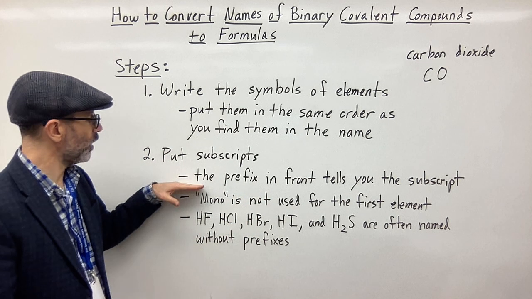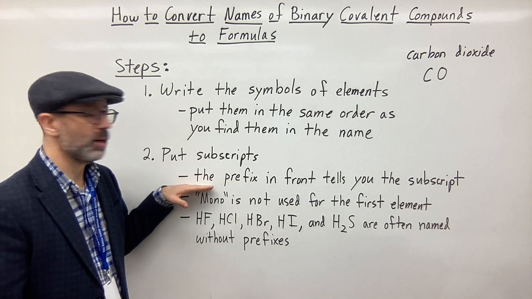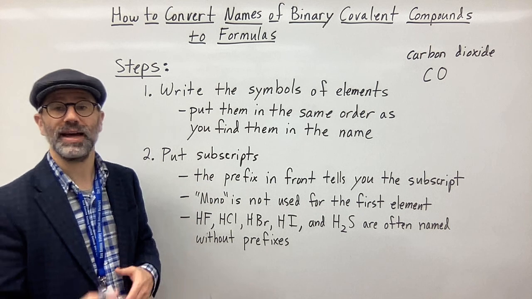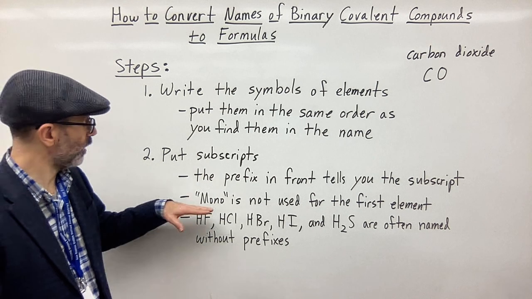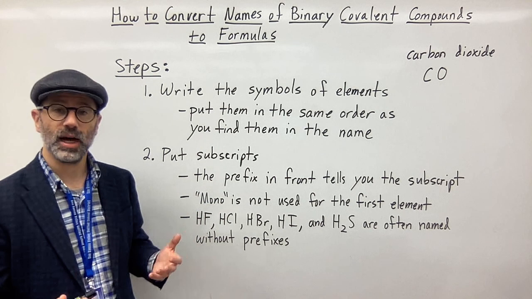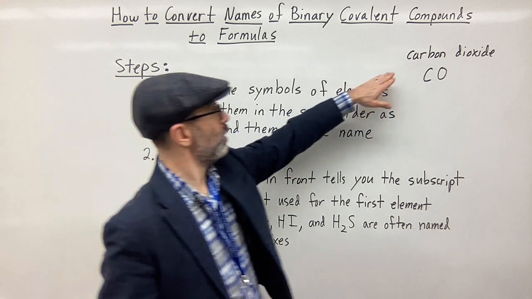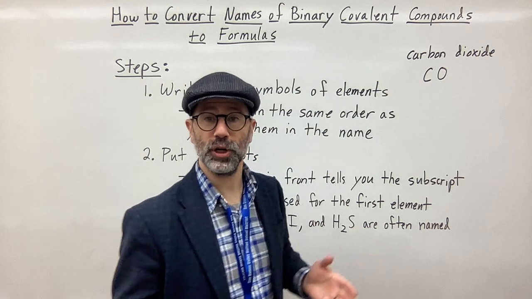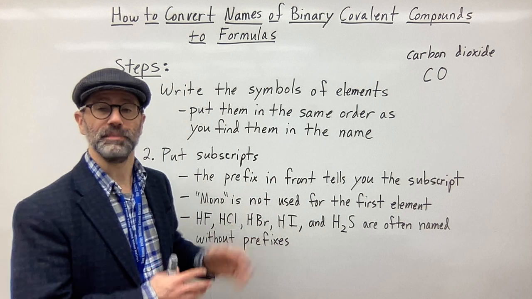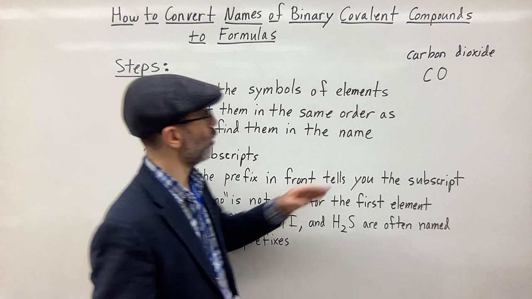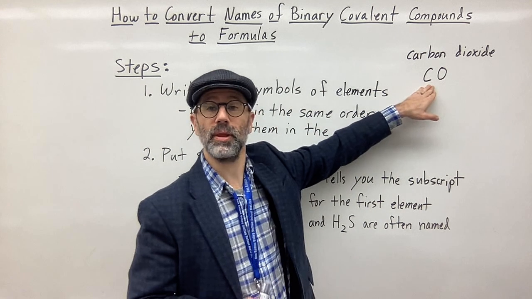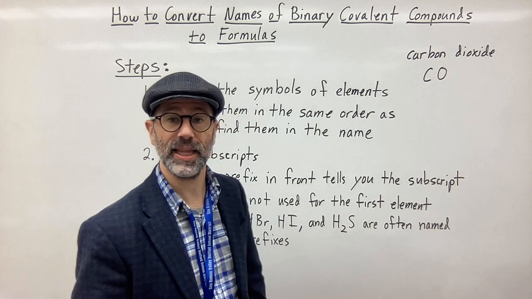But what are some things you've got to keep in mind? As I said, the prefix in front of your element is going to tell you what the subscript of that element is, right? Now, one of the things that you have to watch out for is mono is not used for the first symbol. So here I just have carbon, there's no prefix. Anytime you don't have a prefix for the first element, assume there's only one. So here the subscript is going to be 1. We don't write ones, but there's one carbon there that you see in the formula. So we just leave it like that.